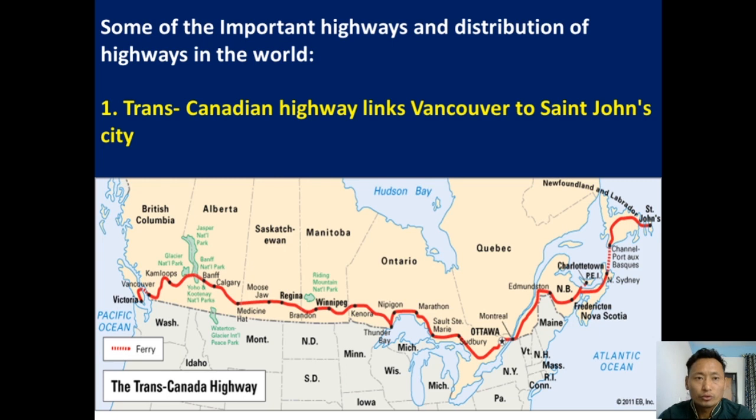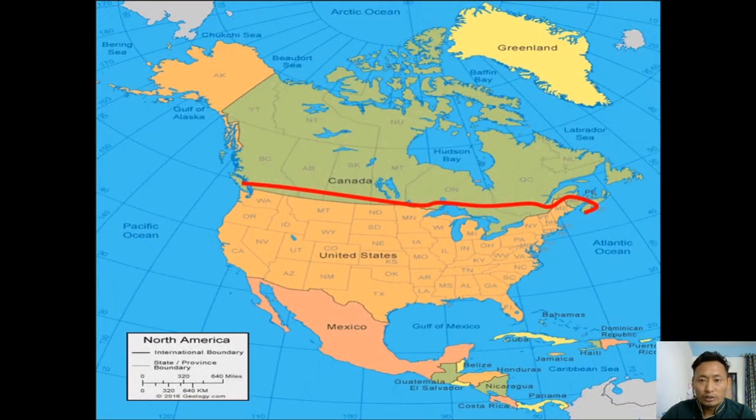In this chapter, we are going to learn about some of the important highways of the world. The first highway that we are going to learn is the Trans-Canadian Highway. That highway links Victoria, Vancouver to Saint John City. This red line shows the Trans-Canadian Highway. It connects Vancouver, on the west coast of Canada, to Saint John City on the east coast of Canada. So this is one important highway in North America. This is the map of the Trans-Canadian Highway in North America. If we say North America, we mainly have three big countries: Canada, United States, and Mexico. This red line shows the Trans-Canadian Highway in Canada.